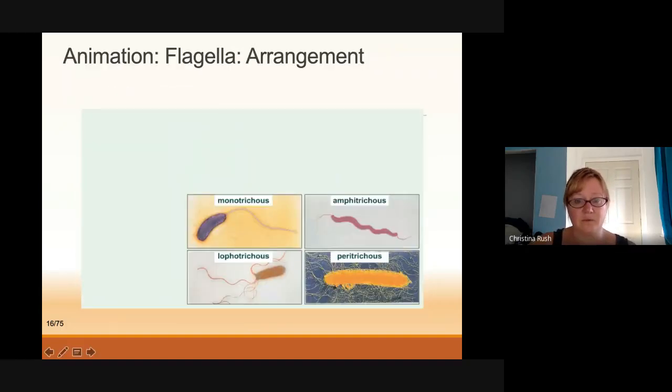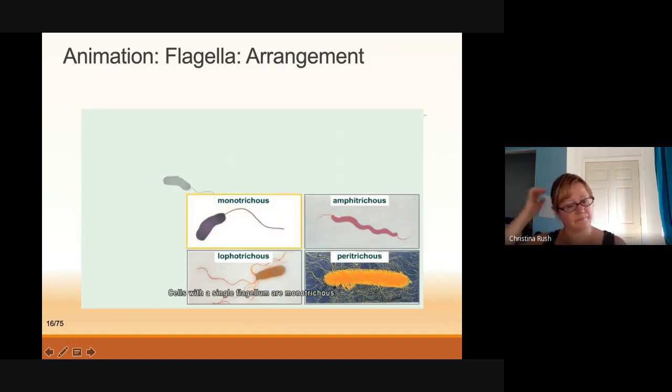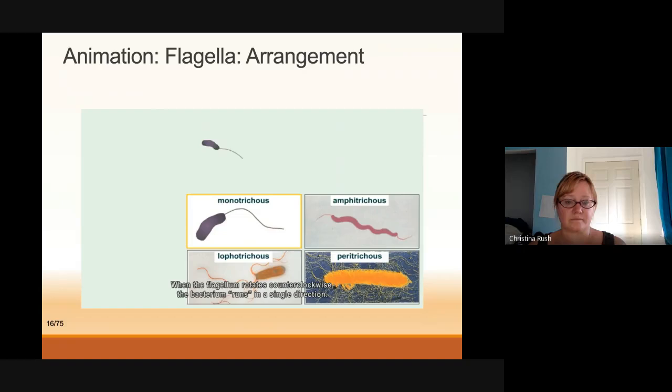All right, so we're going to let this guy talk to you about those. Cells with a single flagellum are monotrichous. When the flagellum rotates counterclockwise, the bacterium runs in a single direction. When the flagellum rotates clockwise, the bacterium tumbles and changes direction.